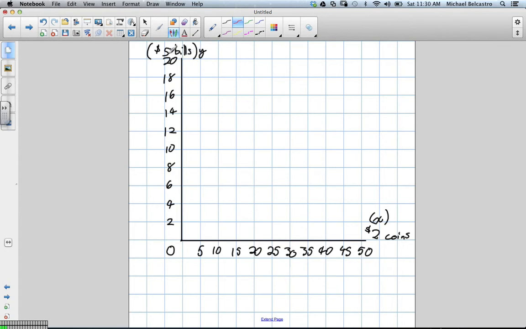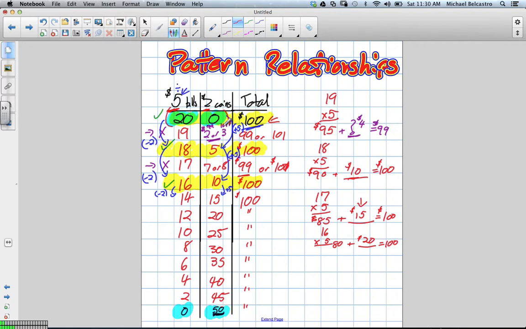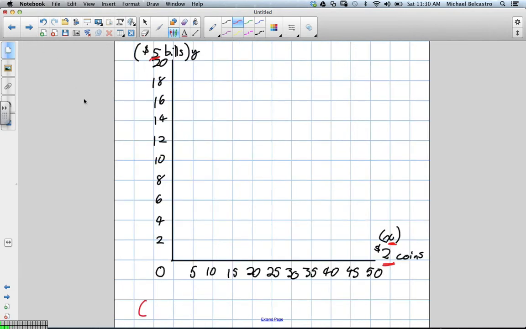What was our max $5 bills? 20. And when we were at 20, how many $2 coins do we have? 0. So if $2 coins are our x-axis, do you guys remember doing coordinates? Have you ever done coordinates before? That would make, if I go back here, I have these in the wrong places, because this is my x and this is my y. Okay, so they're kind of backwards right now. But my x value would be 0 $2 coins and how many $5 bills? 20. So my y would be 20. So my first coordinate would be 0 and 20.